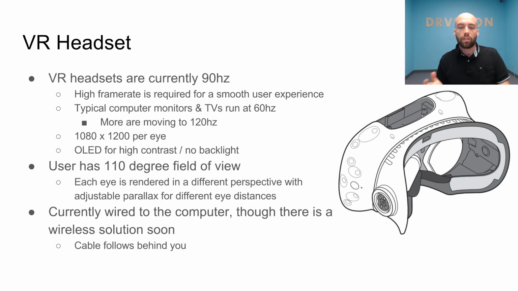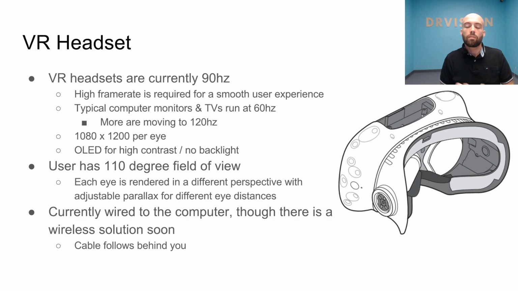So we're going to talk about the Vive. Currently, we support the Vive. Oculus Rift, hopefully coming soon. So the VR headsets are currently at 90 hertz or 90 frames per second. And to get a really smooth experience, you need to have a high frame rate like that. So your typical TV and computer monitors are at 60 hertz, which if you were to wear a headset at 60 hertz, it would not be a smooth experience. And everything is kind of moving to 120 hertz.